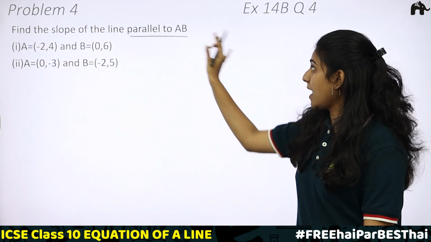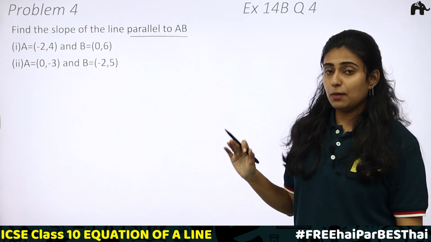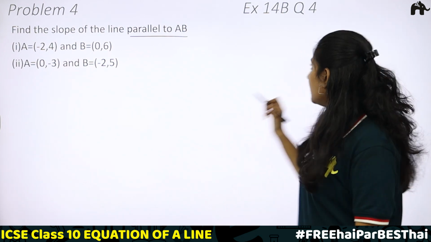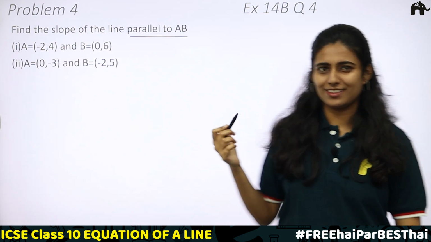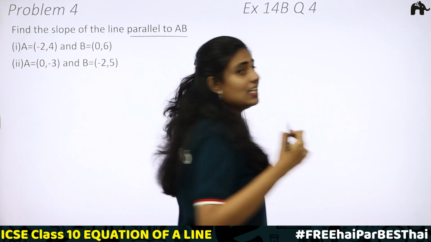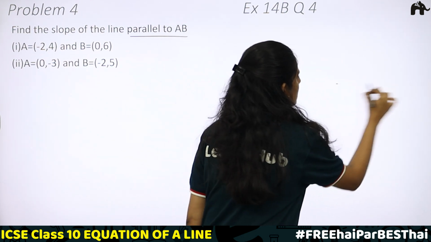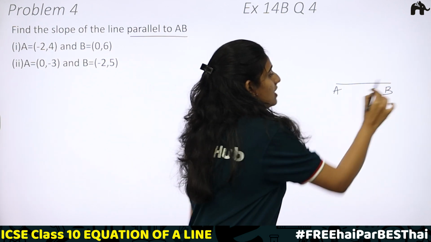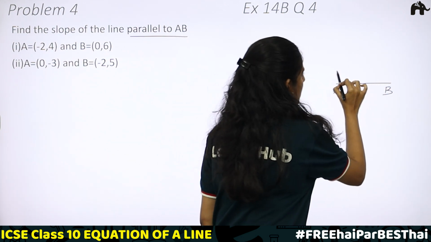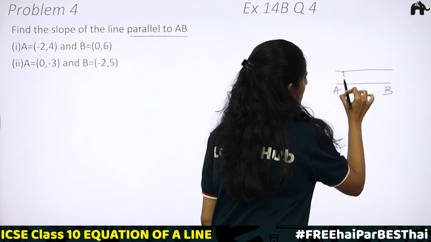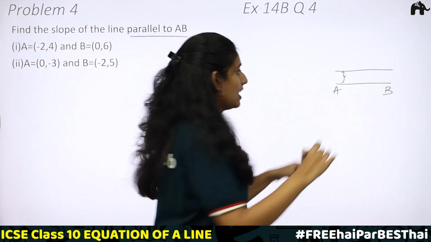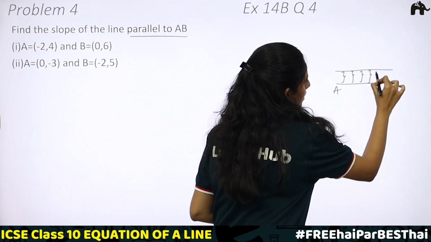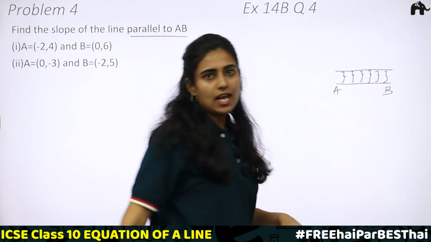For a line which is parallel to AB, the slope of AB and the line that is parallel to AB will have the same slope. Okay. That is, what are parallel lines? They are never intersecting lines. Now, if this is AB, then the line parallel to AB will never intersect with AB. It will be parallel. The distance between these two lines at every point that is considered perpendicular will be same. These are parallel lines.